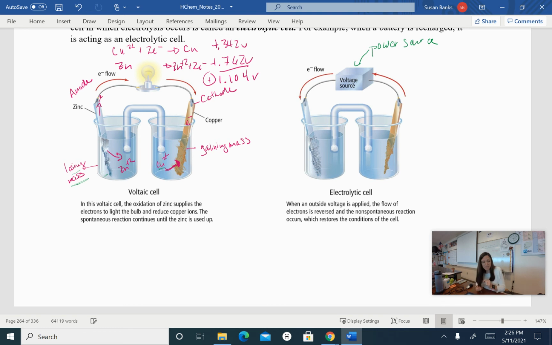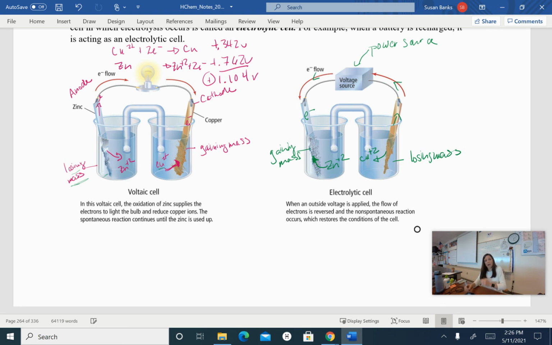But notice now that I have it hooked up to a power source, I am running this backwards. The electrons are now going this way. So I have electrons coming down on the zinc and joining with the zinc plus 2 to plate the zinc onto that zinc electrode. So this is gaining mass. And because the electrons are leaving the copper, I've got copper plus 2 going into solution. So my copper is losing mass.